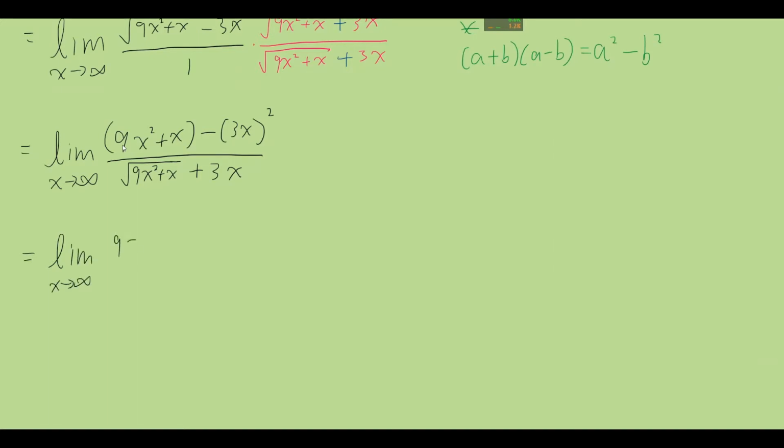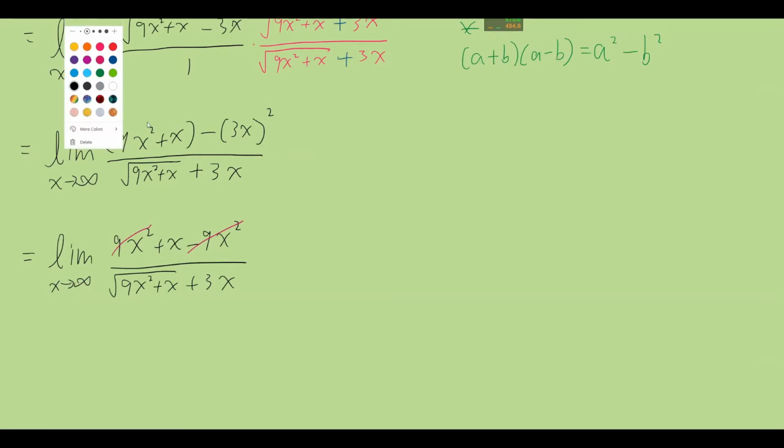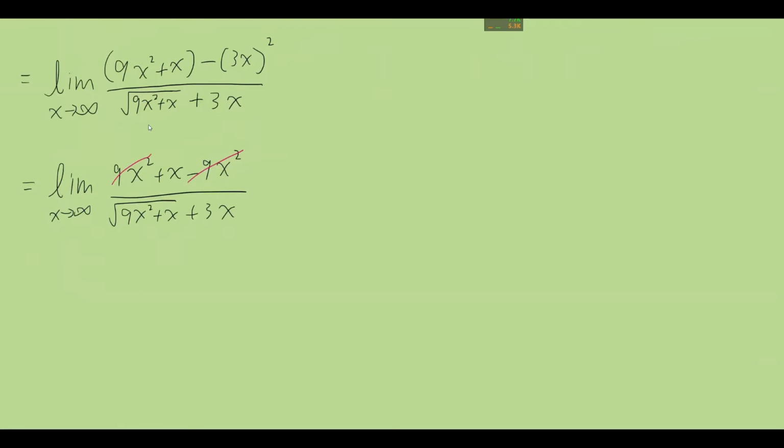We have 9x squared plus x minus 3x quantity squared. That's 9x squared over the square root of 9x squared plus x plus 3x. So you can see that the 9x squared are going to subtract each other out, right? Leaving us just the x in the numerator. All right, let's write it down. It's going to be the limit as x approaches infinity with x in the numerator, and the denominator we have this whole thing.